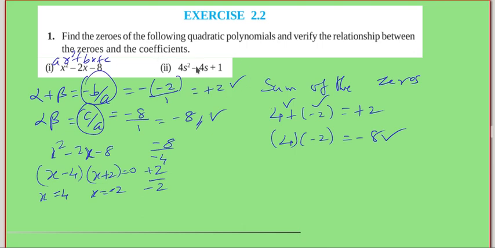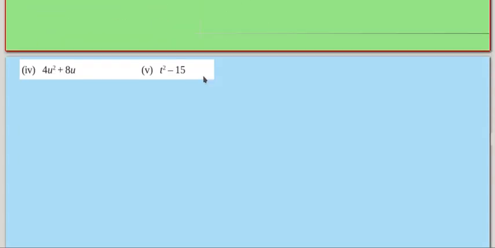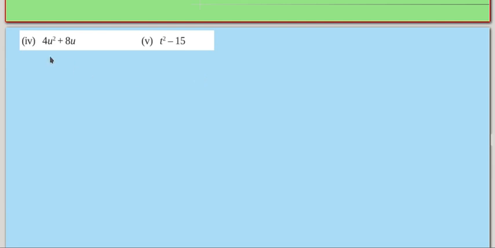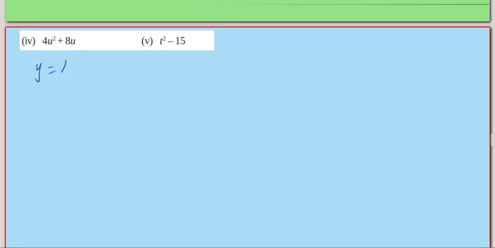So in this manner we can do this problem also. Let me do this problem. 4u square plus 8u. Here it has no constant term, so y is 4u square plus 8u plus 0. This is our polynomial.